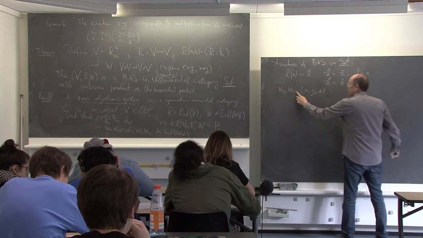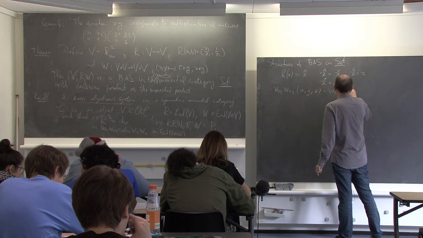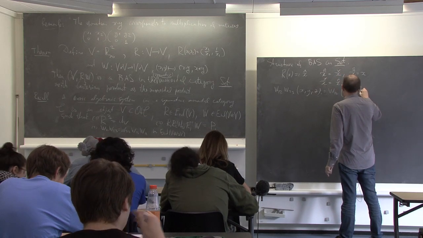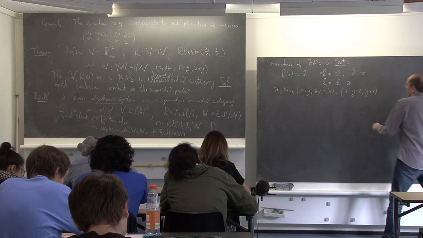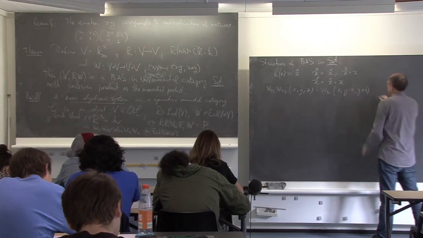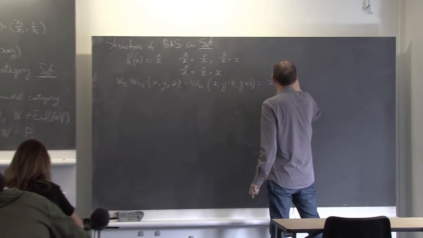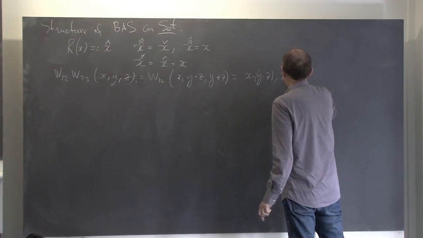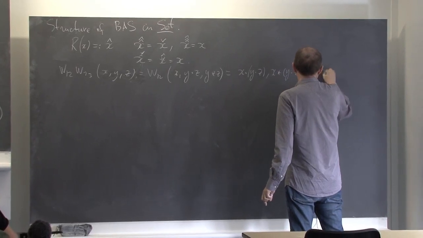So we have to apply 2,3 to x, z. So W1,2 on x, y·z, y*z. And then we apply 1,2 to x and y·z. So we get x·y·z, comma x*(y·z), y*z.